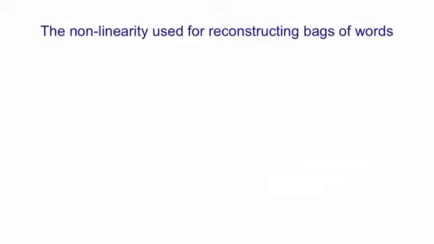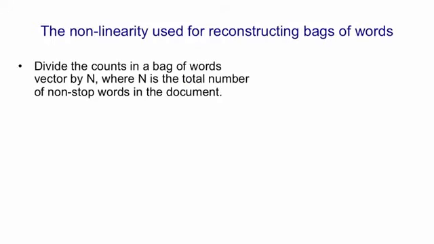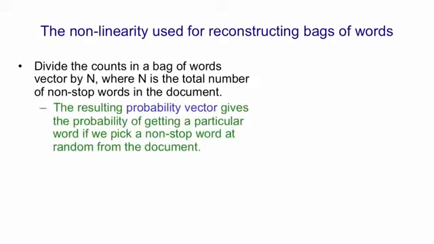So there's one problem with this, which is word counts aren't quite the same as pixels or real values. What we do is we divide the counts in a bag of words by the total number of non-stop words, and that converts the vector of counts into a probability vector where the numbers add up to 1. You can think of it as the probability of getting a particular word if you picked a word at random in the document, as long as it's not a stop word.